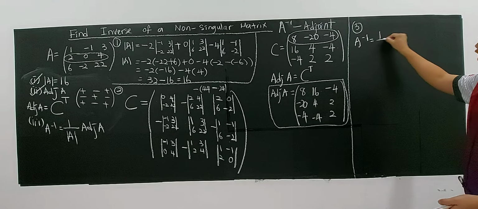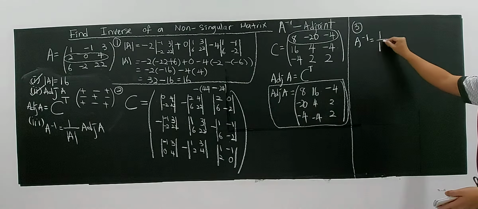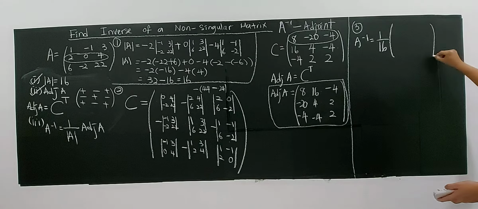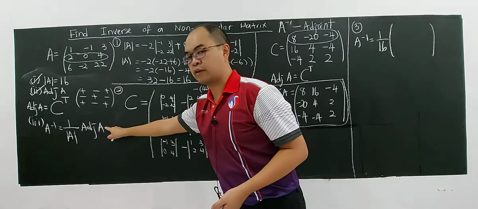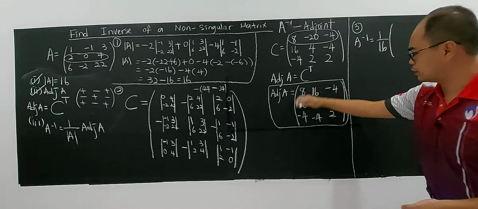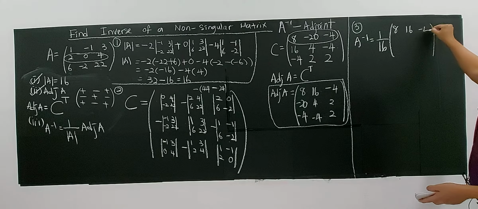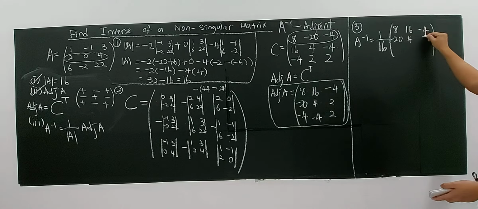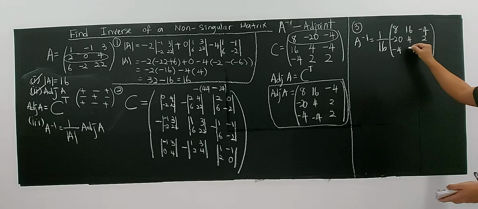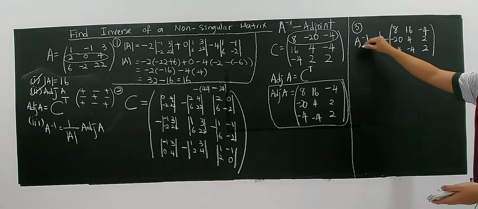The formula is 1 over determinant of A, which is 16, adjoint of A, right? So you just bring everything inside here. So 8, 16, negative 4, negative 20, 4, 2. Negative 4, negative 4, 2. Right? So this is your inverse matrix.